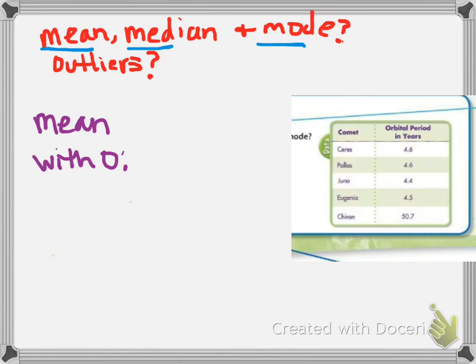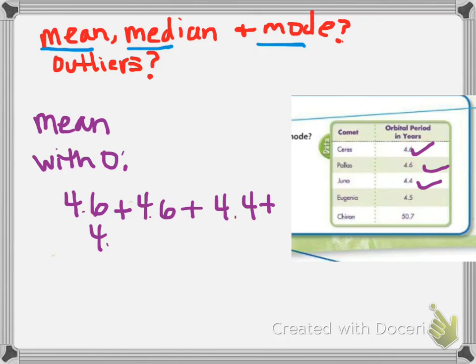Okay, so let's find the mean with the outlier. So remember how to find the mean. We have to add all these numbers and then divide them by how many sets. So we're gonna add 4.6 plus 4.6 plus a 4.4 plus 4.5 plus 50.7.